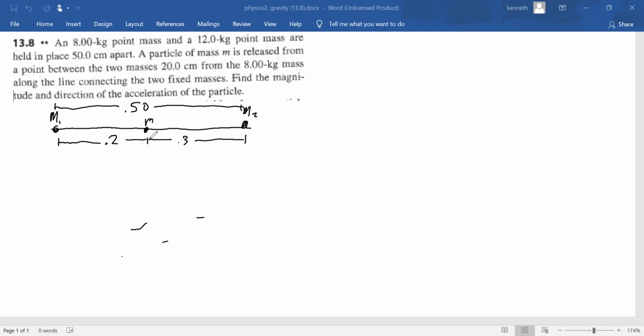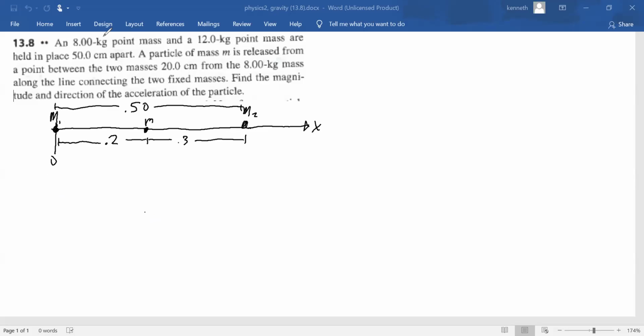And what are we asked? Let's let this be the x-axis, and hold M1 at the origin, 0. We want to find the magnitude and direction of the acceleration of the particle. So you know that's F equals ma. The particle we're talking about here is m. So what are those forces?